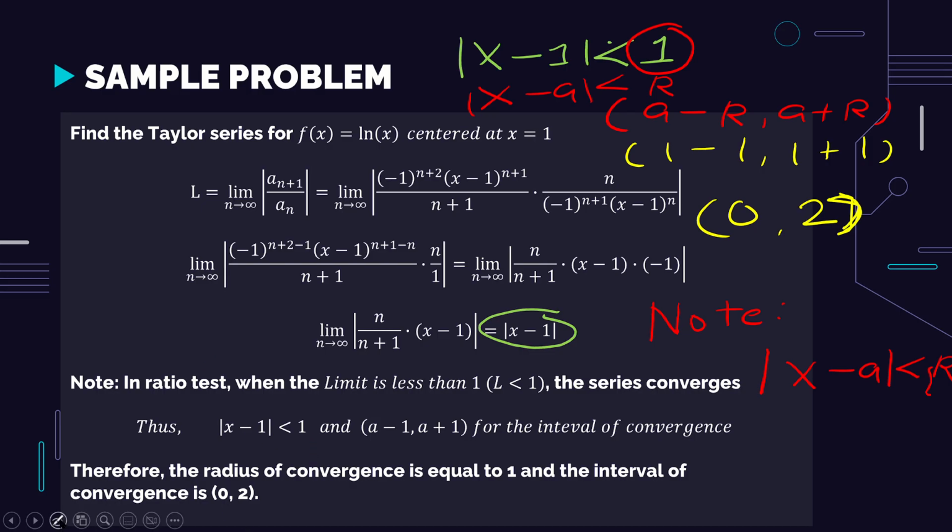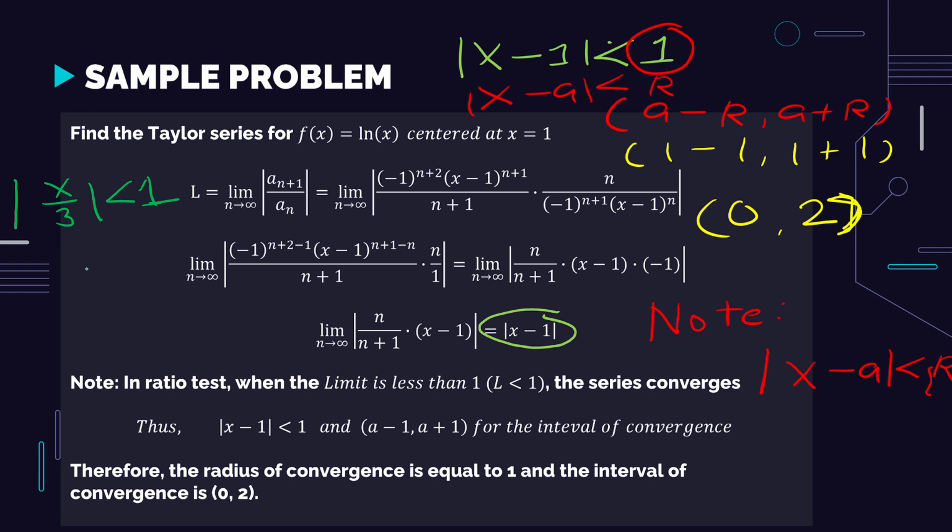Because you may encounter cases like this one. Sometimes you will encounter this. Let's say we have the absolute value of x over 3, and you also use the ratio test here. You evaluate the limit, and the answer is the absolute value of x over 3. Since you use the ratio test, you will form an inequality which is less than 1.